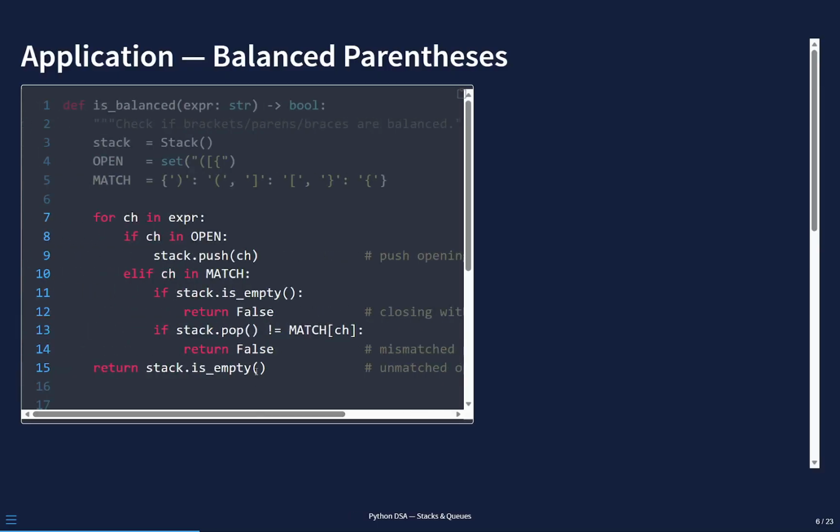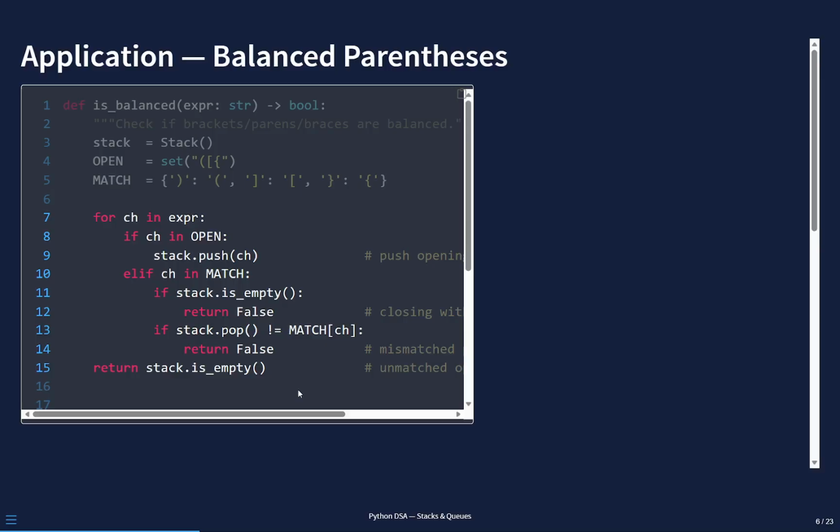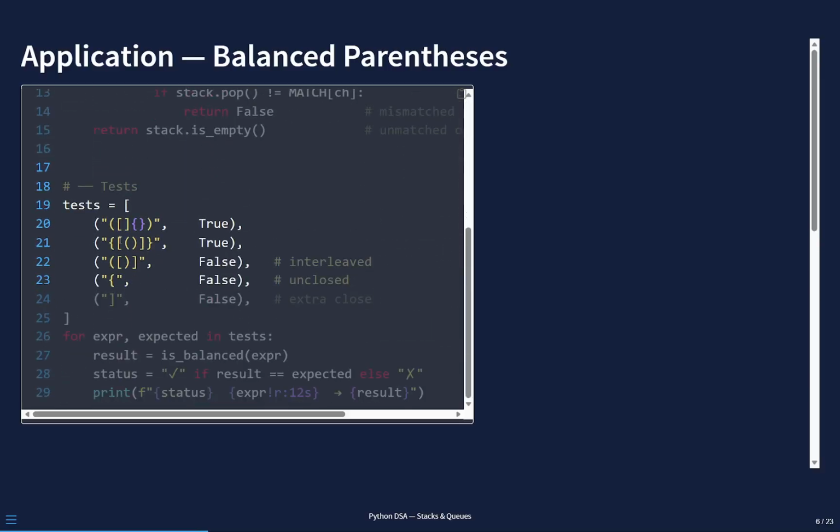At the end, if the stack is empty, everything was matched. Return true. If the stack still has items, there are unclosed opens. Return false. Click. The match dictionary maps each closer to its expected opener, making the check a single dictionary lookup, O(1). Click. The trace diagram walks through, step by step.